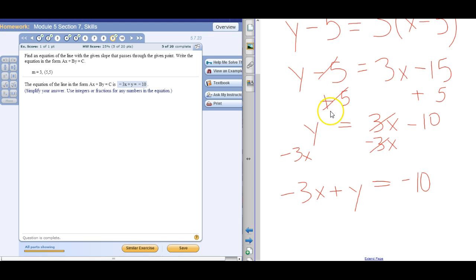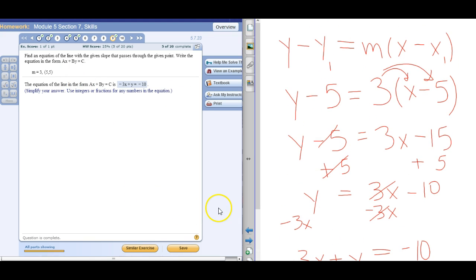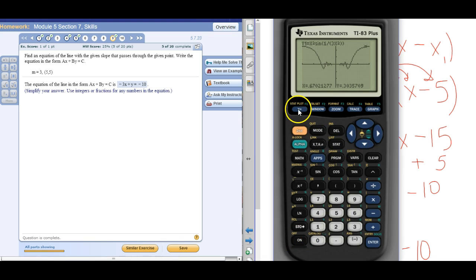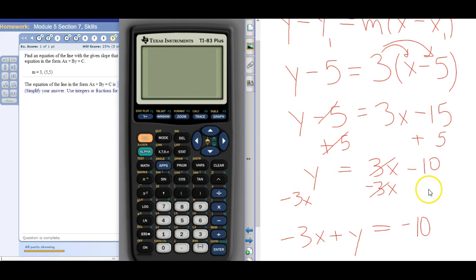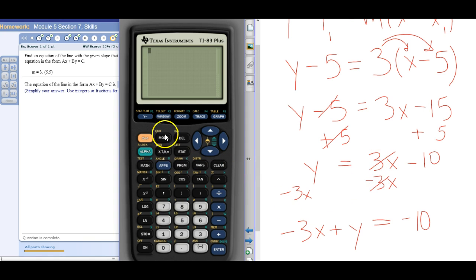Now I want to show you a way that you can kind of use technology to help you here. If you have a graphing calculator and you are given a point and a slope, you can use technology to help you come up with the equation of the line, but the calculator is going to give you this equation, the y equals 3x minus 10. But again, all we did from there is just subtract the 3x over. But the way you do it, you have to go underneath the stat menu, stat, and then go to the editor. Okay, and if you have numbers in there, you can press up and clear, enter, and it'll clear out the list.